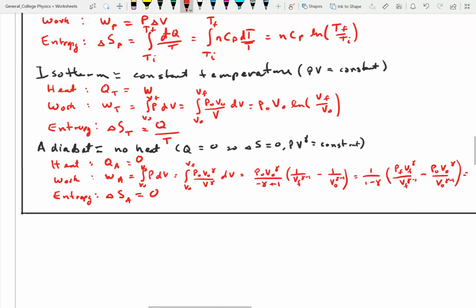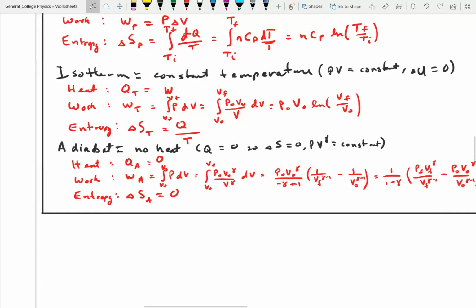For an isotherm of an ideal gas, the internal energy is proportional to temperature, so that means the internal energy is constant. Maybe I'll add that up here: delta U equals 0, since the change in temperature is 0. And so the heat will just be equal to the work. And we calculate the work by doing that integral of P dV.